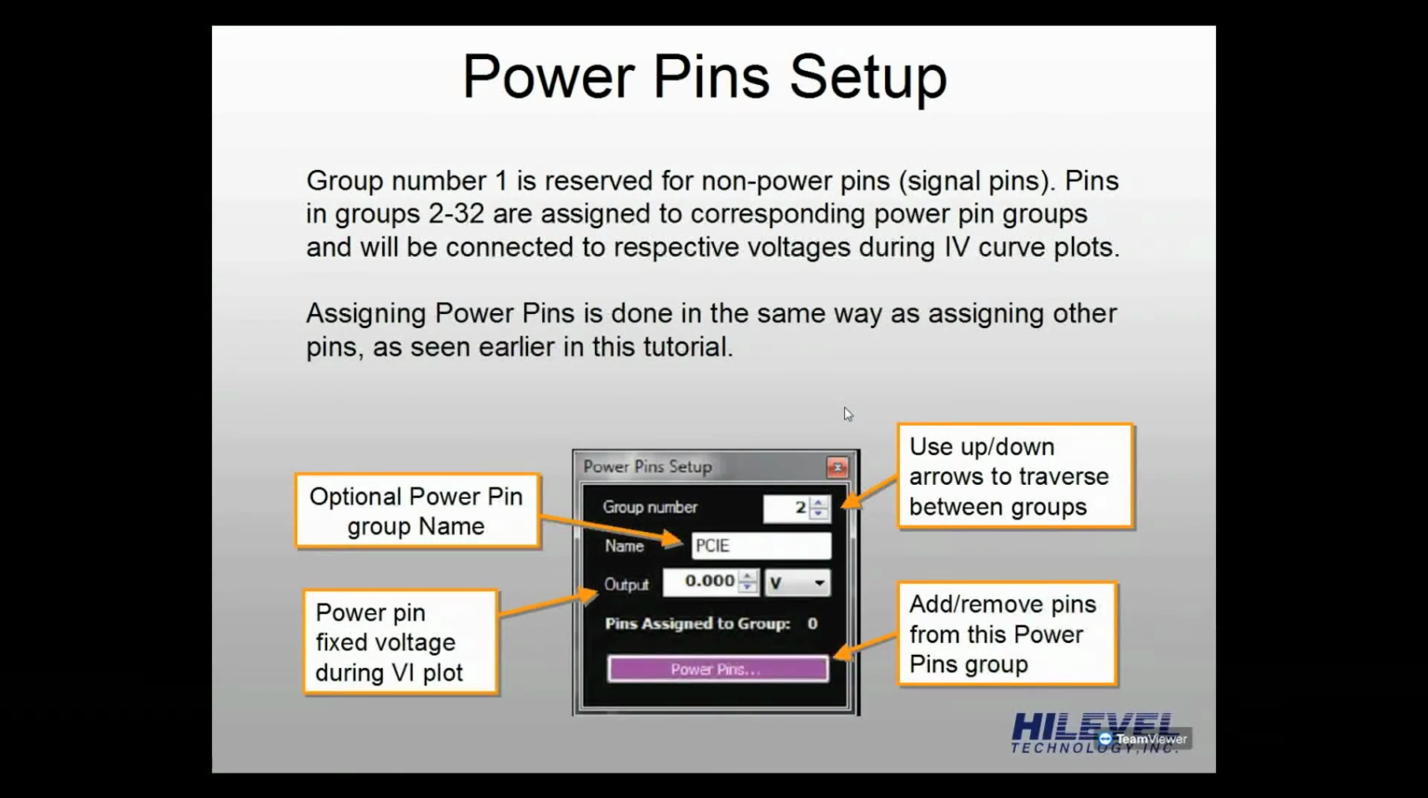In the Power Pin Setup panel, you select a group number from 2 through 32. You can give the group a name that makes sense to you. You assign the voltage and then assign pins to the group. When you run the test, this tells the CurveMaster that these pins are connected to the device and the pins require the voltage set in this group's panel.